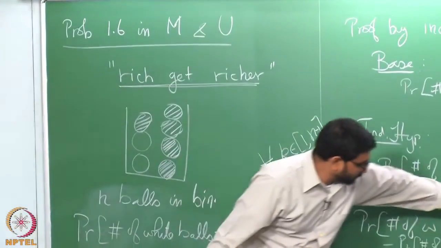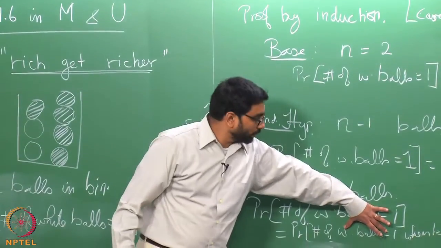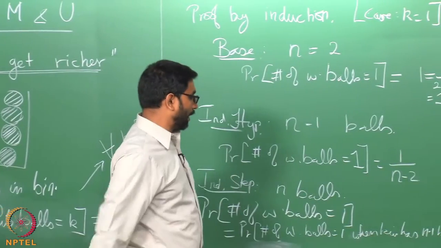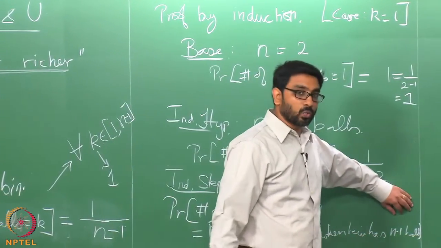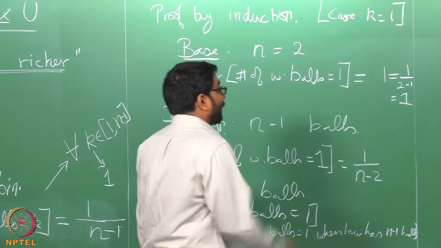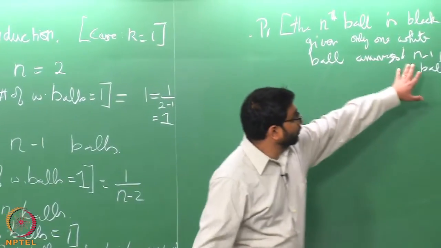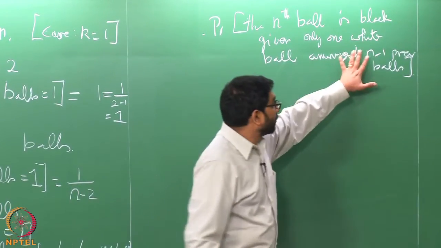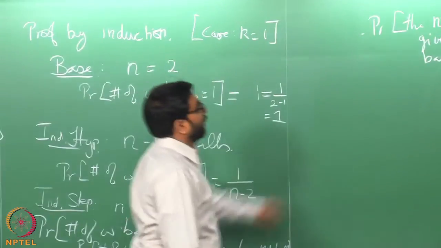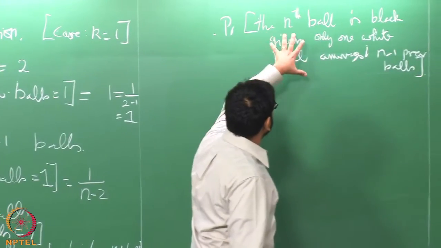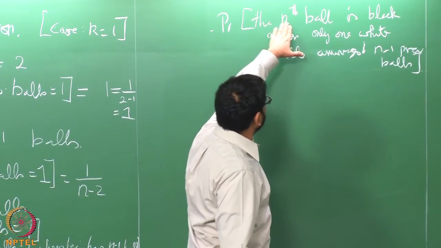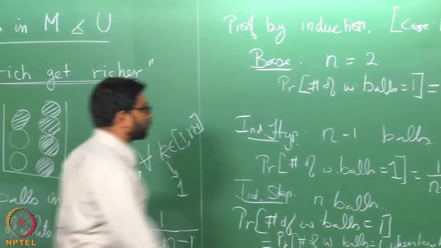Okay. So, this is the event that you have exactly one white ball after you have reached n minus 1 balls in the bin, and then the last ball that gets added, given that you only have one white ball amongst the n minus 1 previous balls, we are interested in the event that the nth ball remains black. Okay. So, let us work this out.